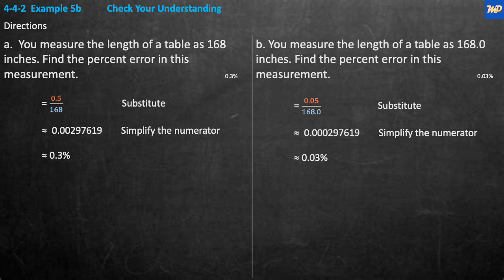And in doing that, we're finding the error. So 1 inch, the greatest possible error here is 1/2 an inch. So we say that 1/2 an inch, 0.5 divided by 168, substituting into that formula, we get 0.00297619. That's our error. Now we have to convert it to a percent error. And you do that by rounding the 2 to a 3. The 9 rounds the 2 to a 3, and you move the decimal place 2 times, and you get approximately 0.3%.